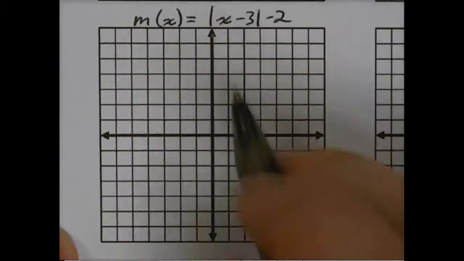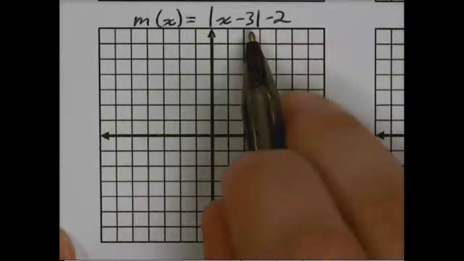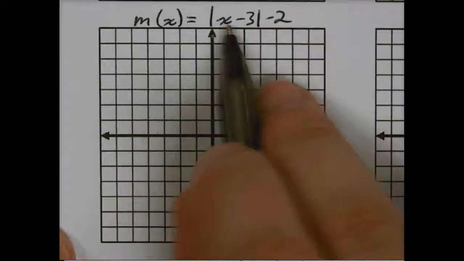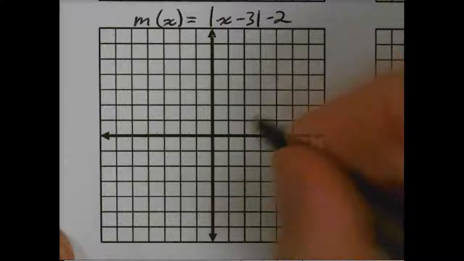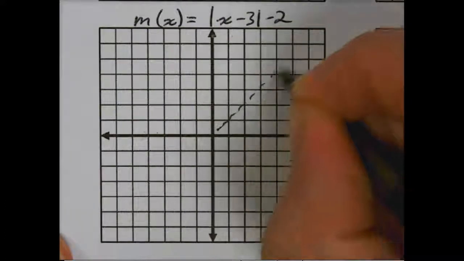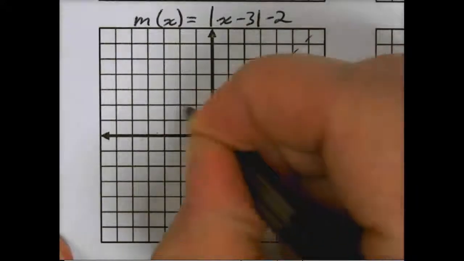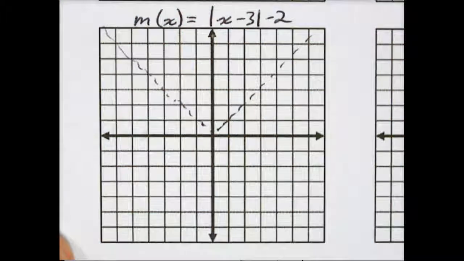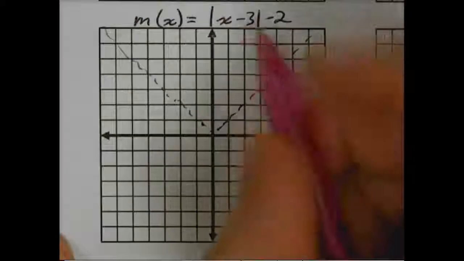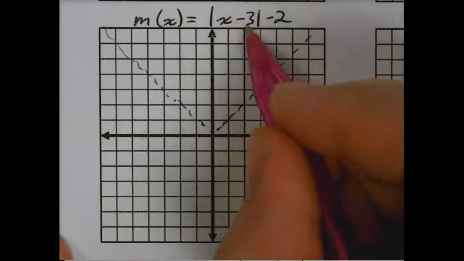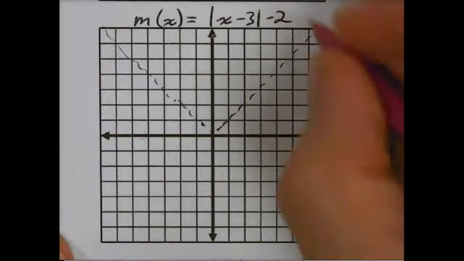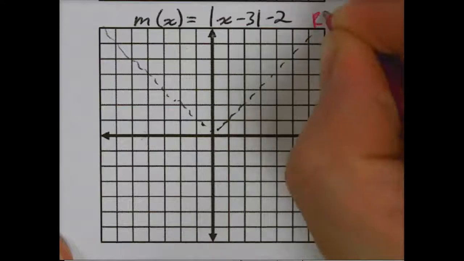All right, so again, first thing, identify your parent function. What is it? I see my variable inside absolute value symbols, so I know this is my absolute value parent function, which looks something like this. Bam! All right, now, what is it doing? Well, we have a minus 3 inside with our x, so I'm going to do the opposite of what I think it will, so I'll move everything to the right 3.